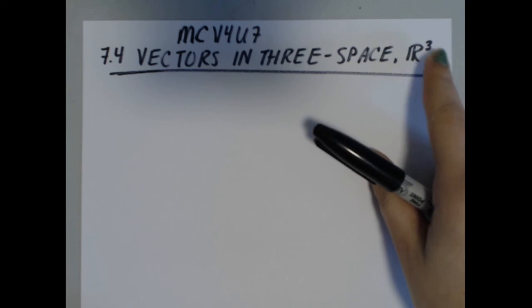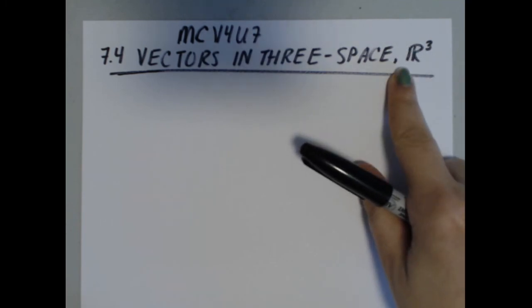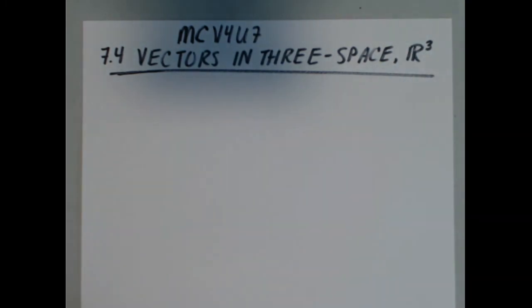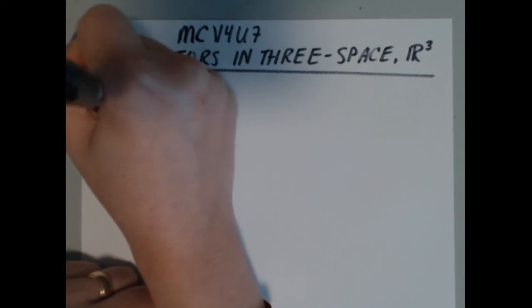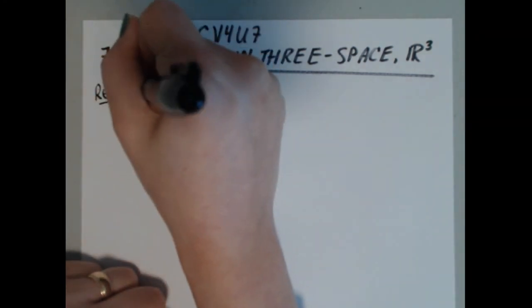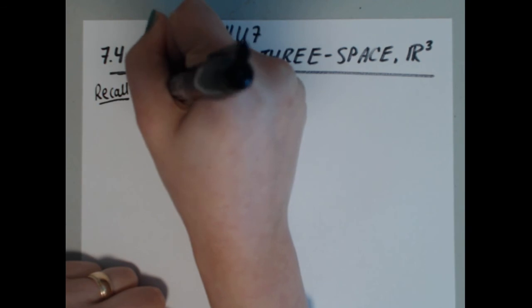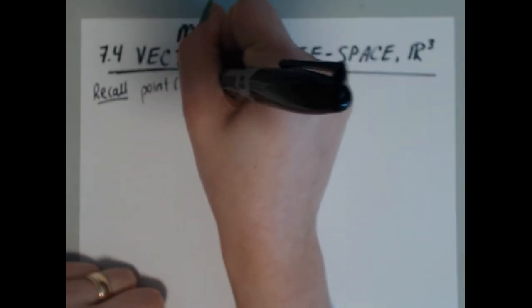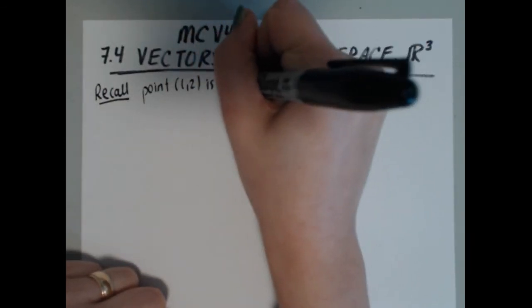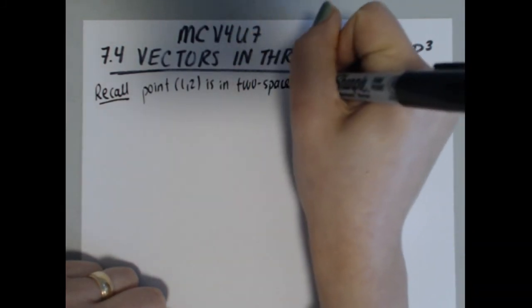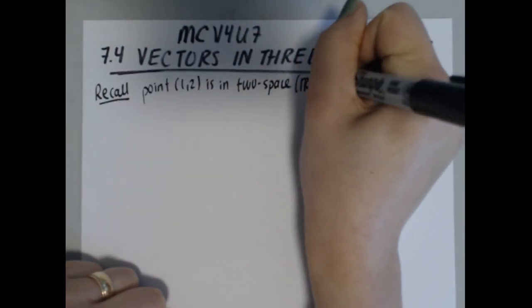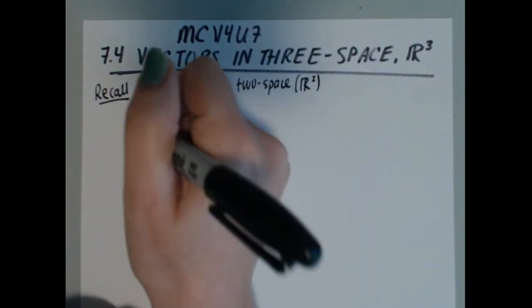This is not something that's in the book, although if you continue studying this subject matter, you'll see this symbol more and more. Okay, so let's start off with this. Recall that the point (1, 2) is in 2-space. So 2-space is R2. What does that look like?